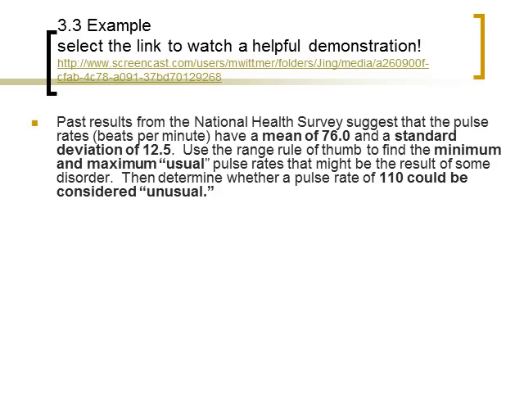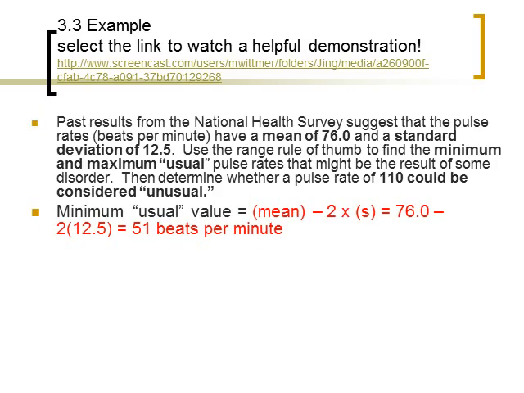But in this example, we're told that past results from the National Health Survey suggest that the pulse rates in beats per minute of people have a mean of 76.0 and a standard deviation of 12.5. We want to use the range rule of thumb to find the minimum and maximum usual pulse rates that might be the result of some disorder, and then determine if somebody has a pulse rate of 110, is that an unusual number?